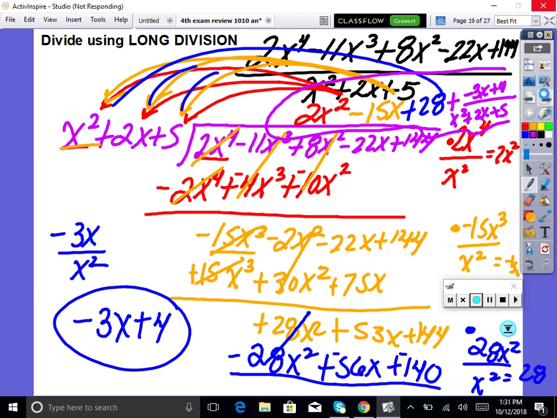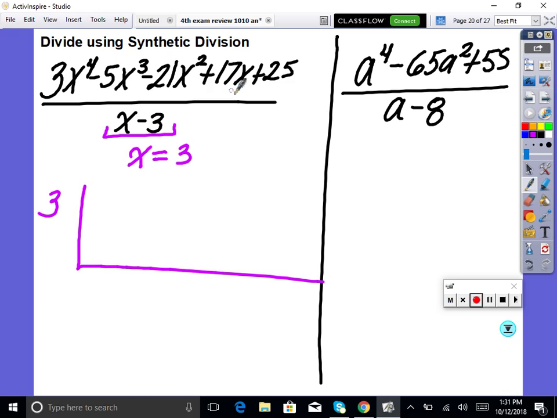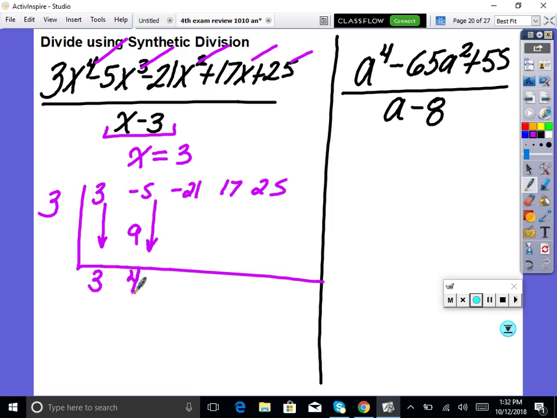Now we'll do synthetic division. So synthetic division is much quicker, and we know we would use our 0. So x equals 3, we're going to be using 3, and we'll set up our little house. Put in your coefficients, making sure you're not missing anything. 4, 3, 2, 1, constant, very important. 3, negative 5, negative 21, 17, 25. We add straight down. 3 plus nothing is 3. Multiply up, 9. Add straight down, we get 4. Multiply up, 12. Add straight down.